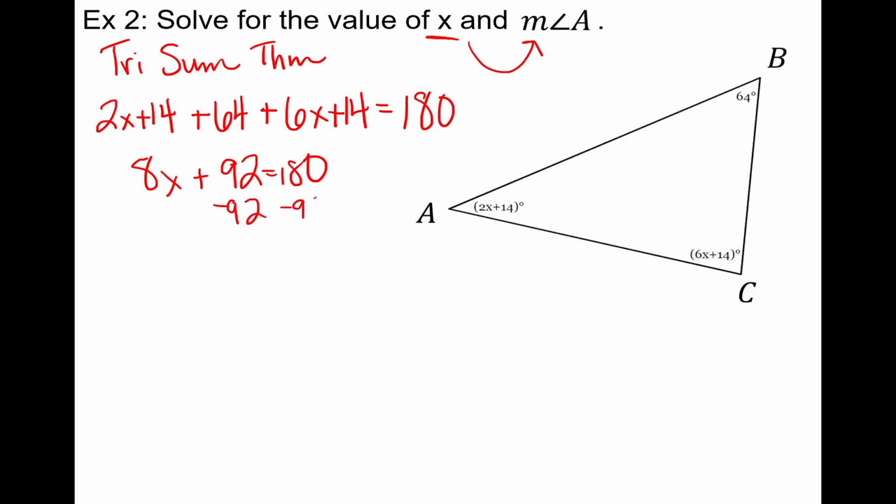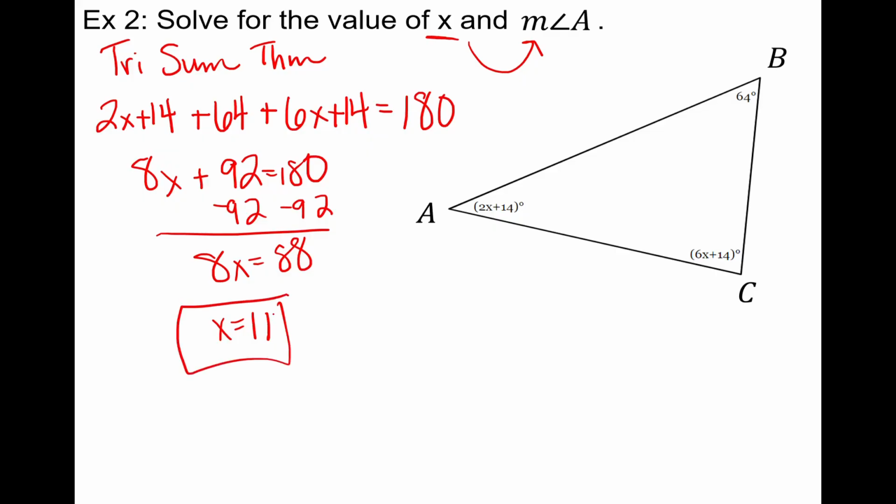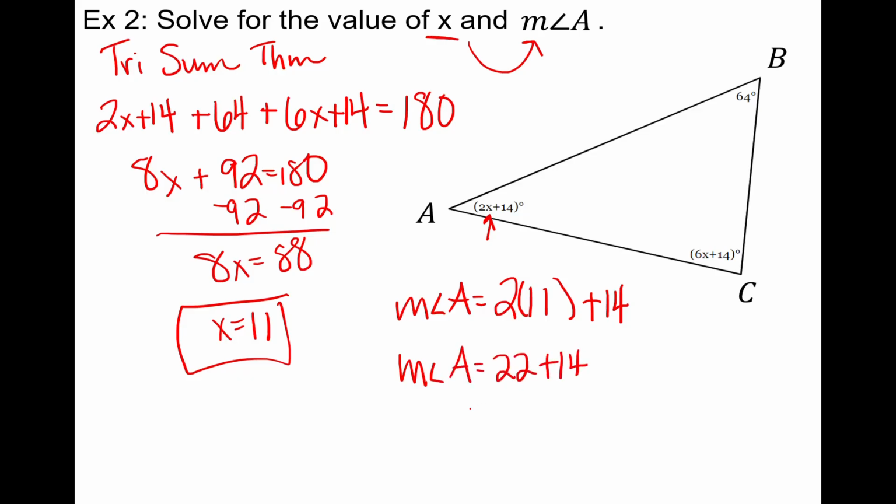Subtract 92 from both sides, you get 8x is equal to 88, meaning if we divide 88 by 8, we should get 11, not 10, sorry about that. 88 divided by 8 would be 11. We also wanted to find the measure of angle A, so we're going to plug what we found for x, which was 11, into the x spot in that expression. So we're taking 2 times 11 plus 14. Measure of angle A will be 22 plus 14, which is all equal to 36 degrees for the measure of angle A.